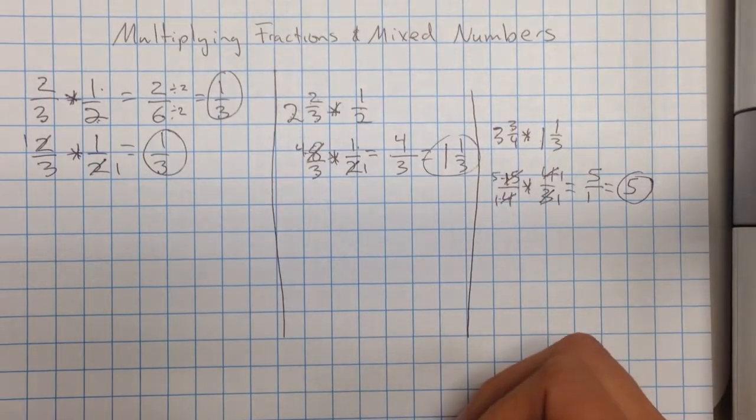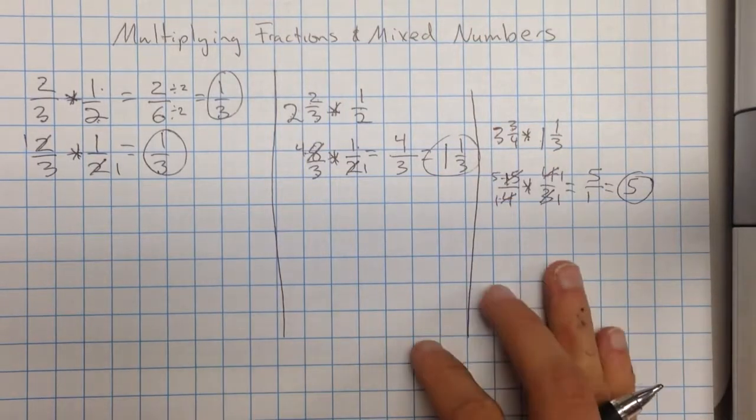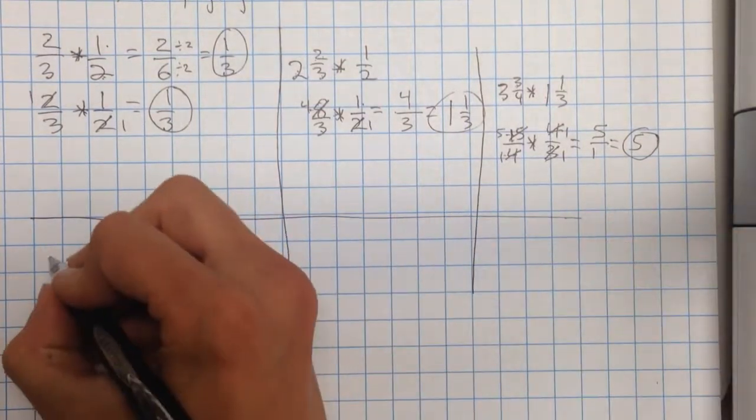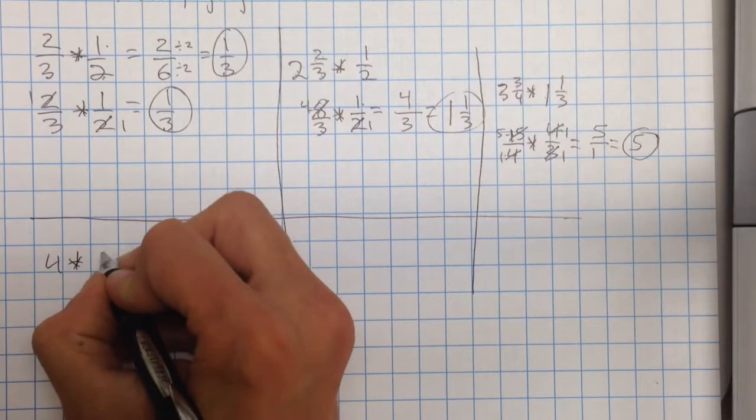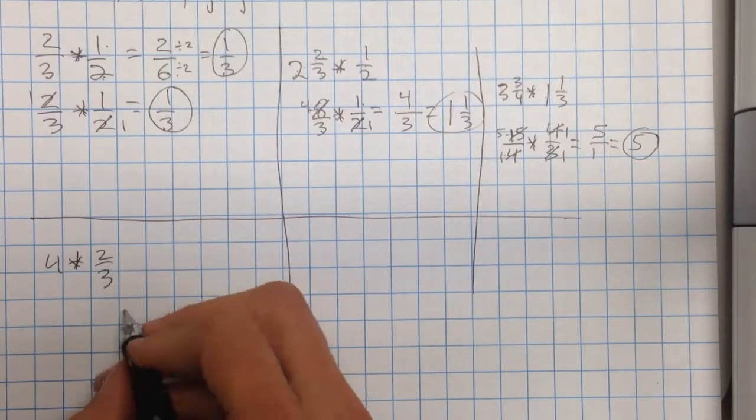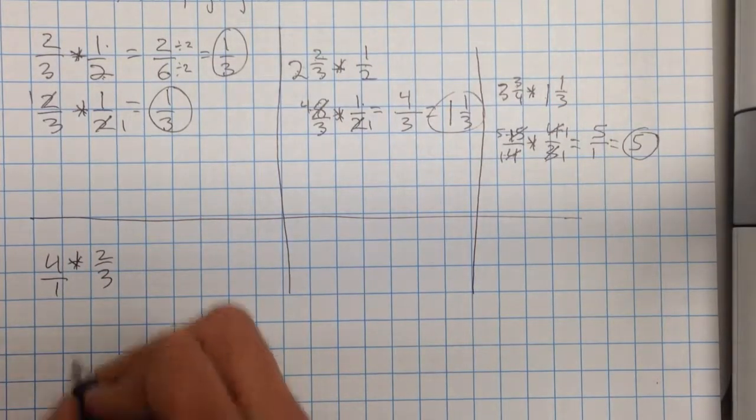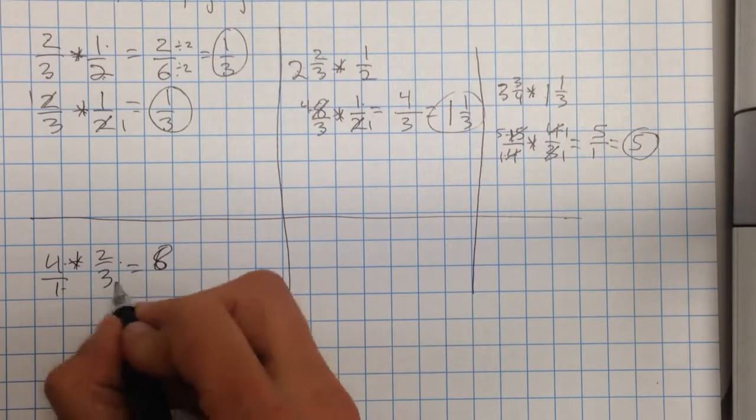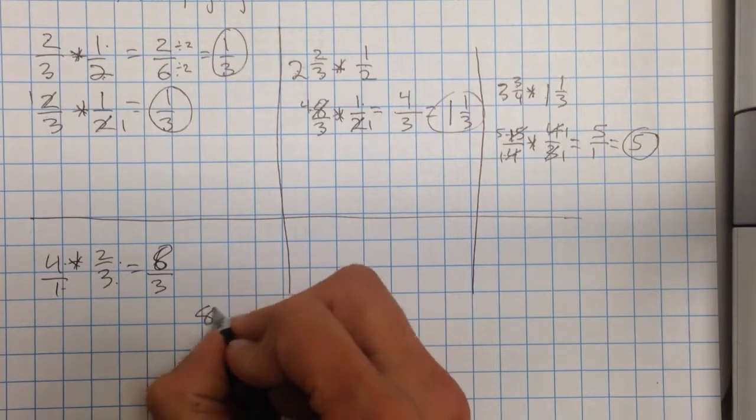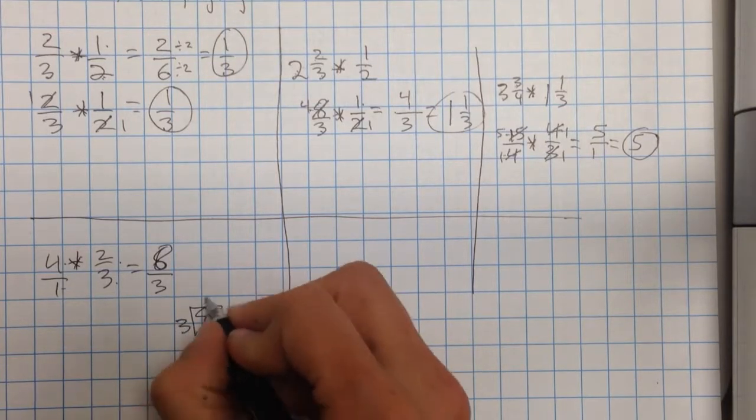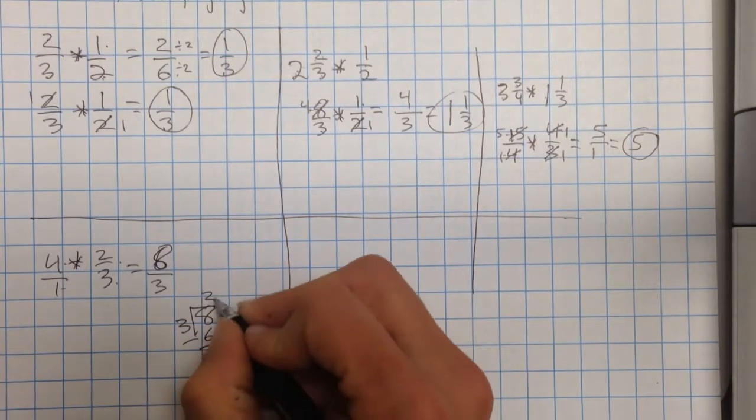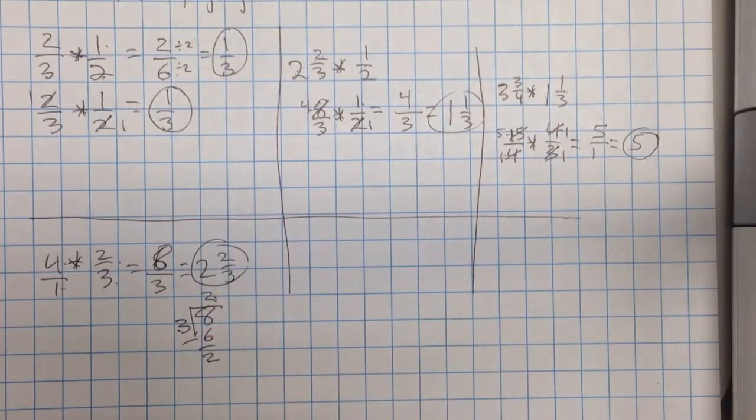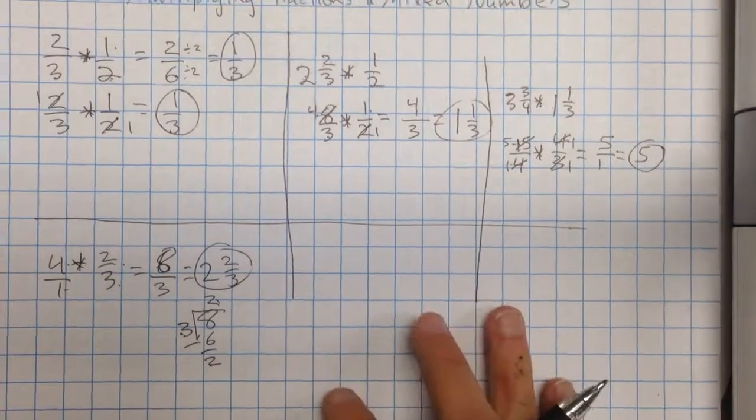Okay, so pretty straightforward. If you ever wind up in a situation where you're just multiplying a whole number, let's say you had something like 4 times 2/3, all you got to do is put it over 1. And then you can do numerator times numerator, oops, 8. Denominator times denominator is 3. And then turn that into a mixed number, 2 2/3. That'd be my answer. So you just do numerator times numerator, denominator times denominator.